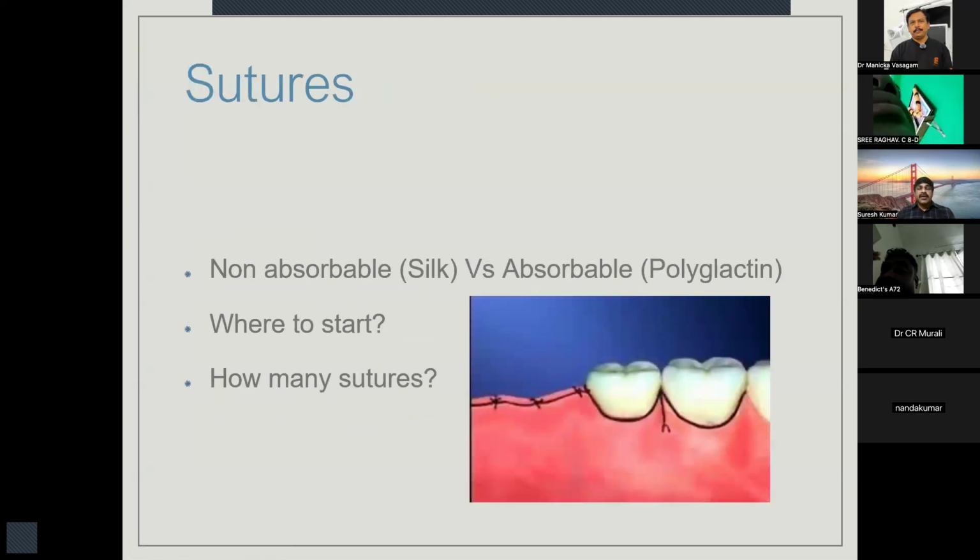Sutures, yes, we have non-absorbable, which is more commonly used. We also have absorbable sutures. Non-absorbable is the right one for our field, because we are leaving the suture material inside the mouth, where there is continuous saliva around the suture material, which will also invite food collection around the suture material.